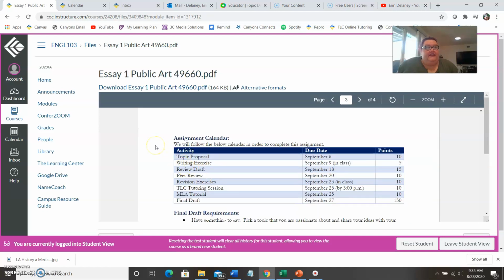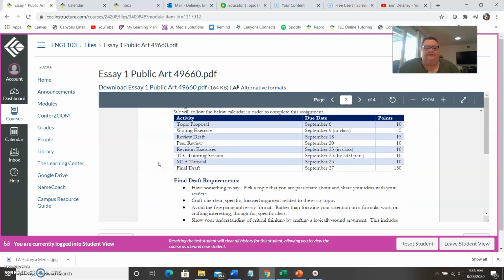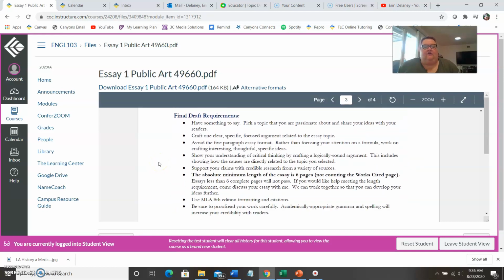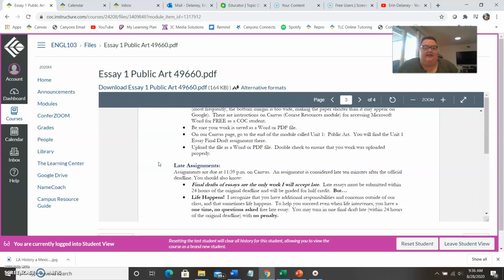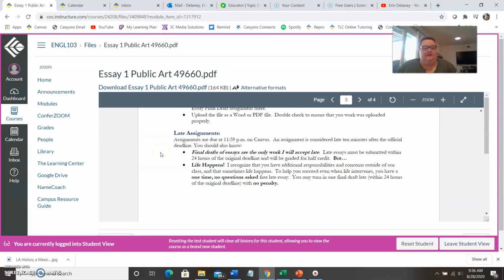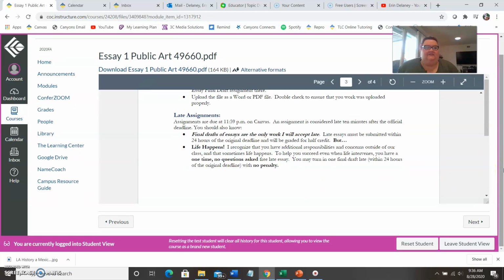Then page 3 starts to get into the nuts and bolts of the assignment. It gives you the calendar that includes each of the smaller assignments that build up to the final draft. It gives the requirement for final drafts, and then some instructions on submitting and some policy reminders about late work. So please do take a look at the prompt carefully so that you have all the information that you need to do a really good job on the paper.